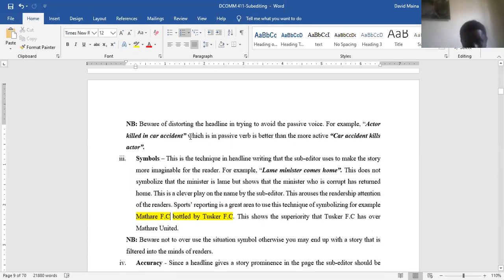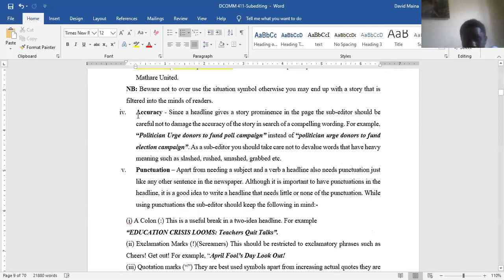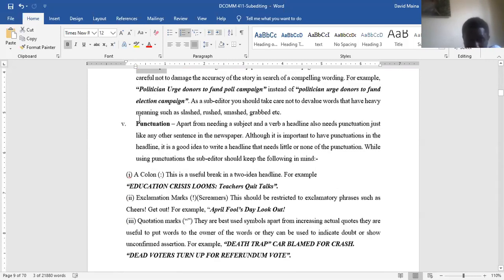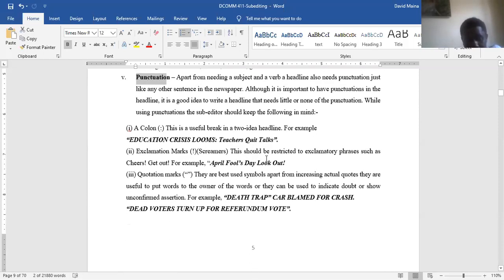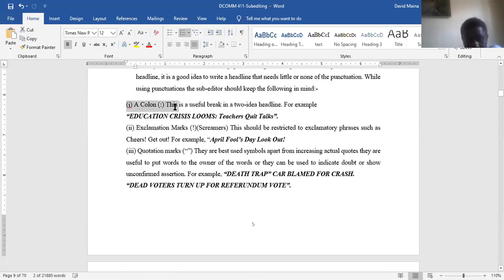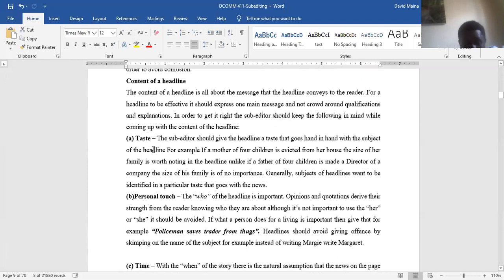So you can use what we call the symbols. And then accuracy is another factor that you should consider. So when you're talking about accuracy, ensure that you have the facts with you, and also punctuation. Punctuate your headline nicely. Punctuation means being able to put the punctuation marks where they are supposed to be put. And when you're talking about punctuation, we have the functions of a colon, exclamation mark, quotation marks, etc.